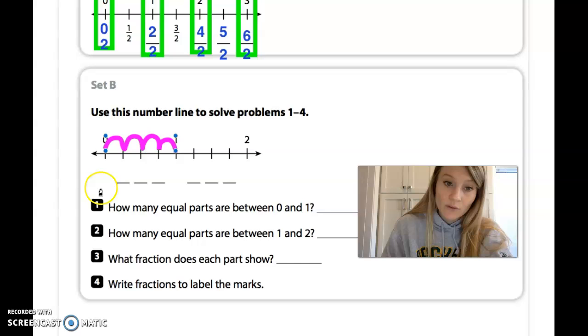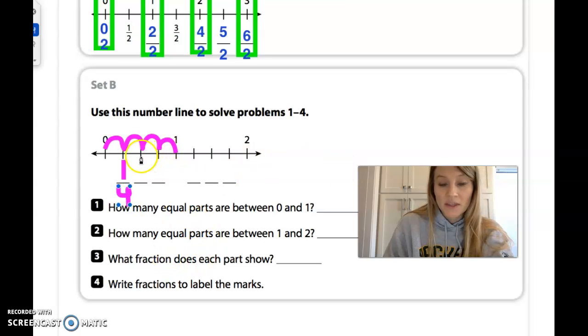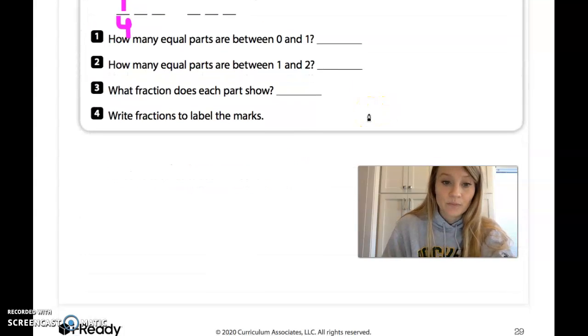So I know 0 fourths. This would be 1. I don't know if I can write it. Ooh, can I do it? Yep. 1 fourth. What would this one be? 2 fourths. So keep going.